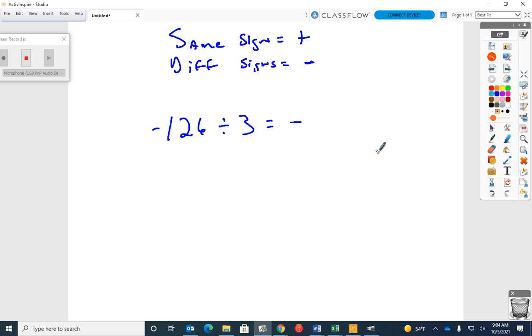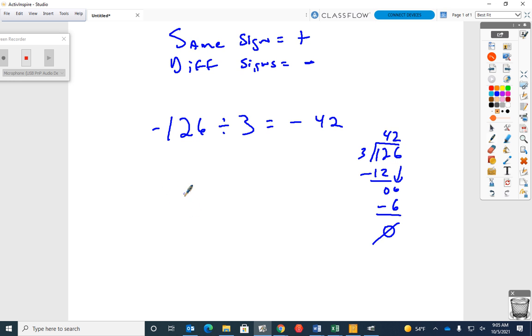Now I'm going to do the division. How many 3's go into 12? 4. How many 3's go into 6? And I have a 0 right down here, right? So my number ended. Okay, so now I have negative 42 is my answer. What if there's a remainder? There won't be today. Okay. All right. Try this one.